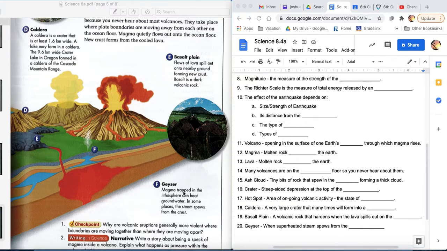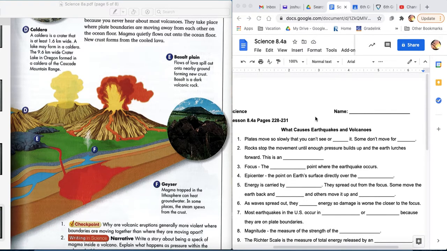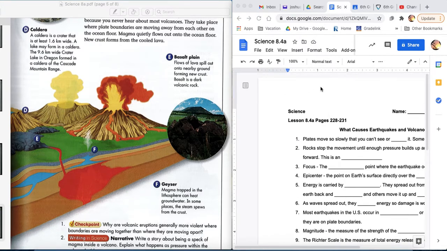And a geyser, magma trapped in the lithosphere, can heat underground water. In some places, the steam then spews from the crust. So superheated steam spews from the crust. Extra credit, can you name the most famous geyser in America? It is Old Faithful in Yellowstone National Park.